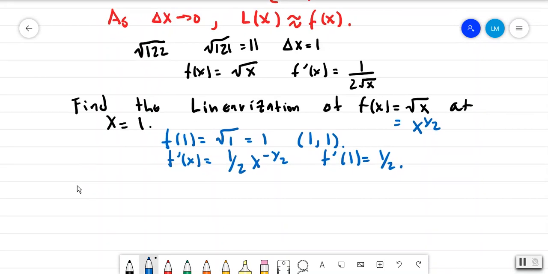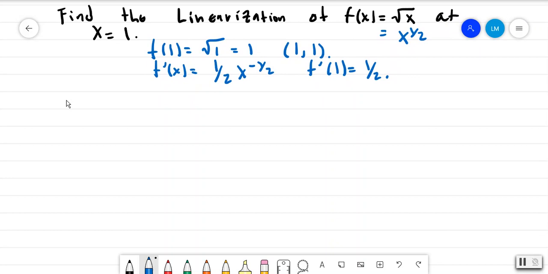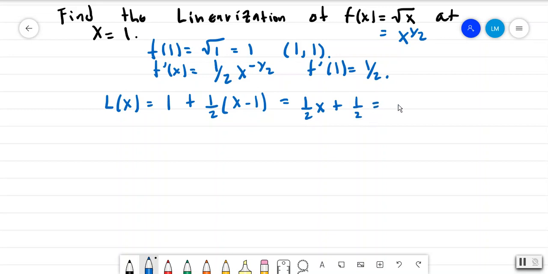So this tells me that I can go ahead and say that the linearization is equal to, well, we have 1 plus 1/2 multiplied by (x minus 1). And if we simplify this, this is going to give us 1/2 x plus 1/2, which is equal to (x plus 1) divided by 2. Okay, so this is our function for the linearization of the square root function.